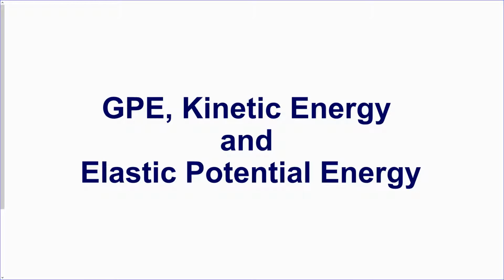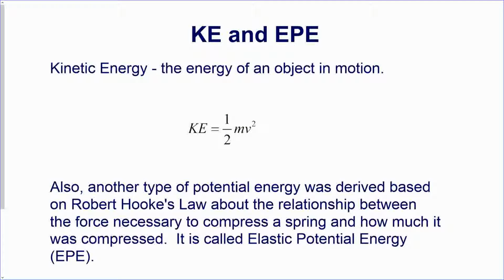In this lecture, we're going to cover gravitational potential energy, kinetic energy, and elastic potential energy, also called spring potential energy. Kinetic energy is the energy of an object in motion. The formula for kinetic energy can actually be derived by using a kinematic equation and the gravitational potential energy. But in this case, we just need to remember that the kinetic energy for objects in motion linearly is 1/2 mv squared. Also, another type of potential energy that we can talk about is derived based on Hooke's law.